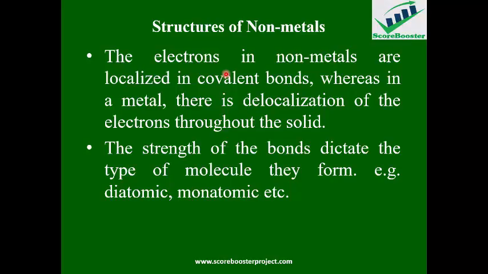The strength of the bonds dictates the types of molecules they form. Sometimes you have a diatomic molecule, you have a monatomic molecule, you have a polyatomic molecule. The structure, the bonds they form. Is it tetragonal, is it trigonal, is it a single bond?